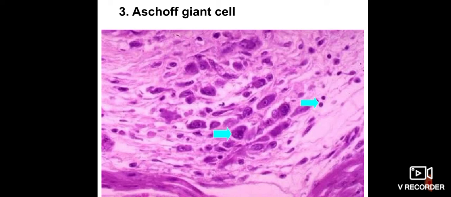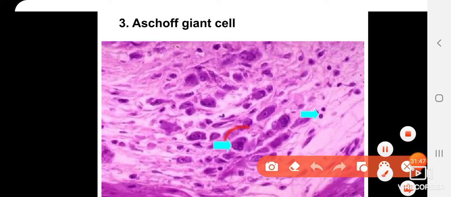Then we have Aschoff's giant cells, which are mainly seen in rheumatic fever. These are the Aschoff's giant cells. When you take a myocardial biopsy, you can see this small cell is a lymphocyte. You can compare the size of the nucleus. This is almost 4 to 5 times the size of the lymphocyte. It has 3 nucleoli. So these are Aschoff giant cells seen in rheumatic heart disease.